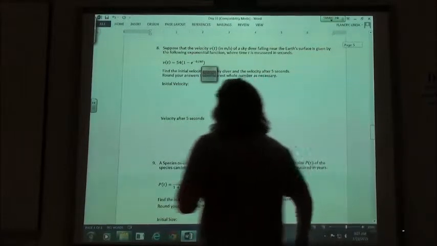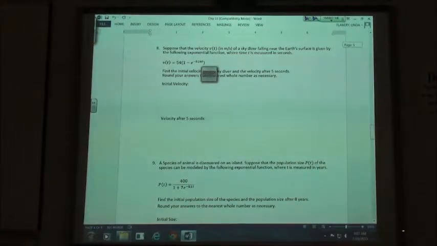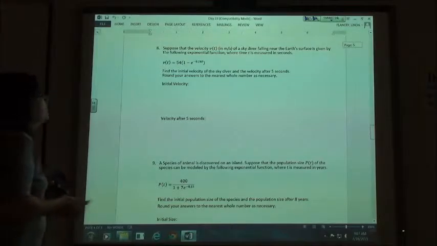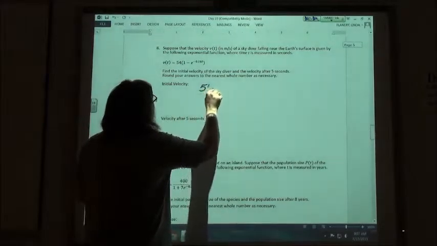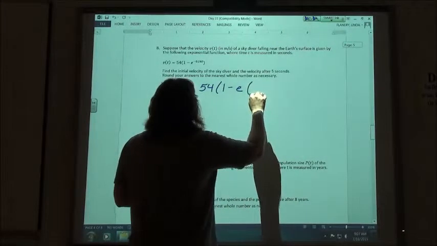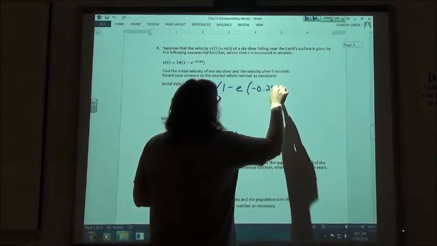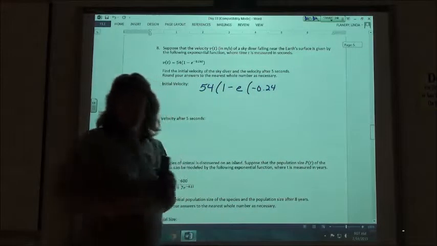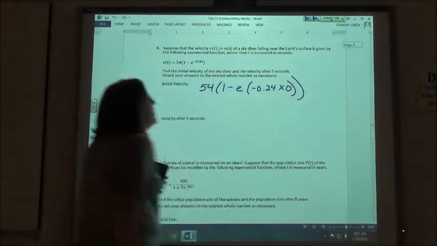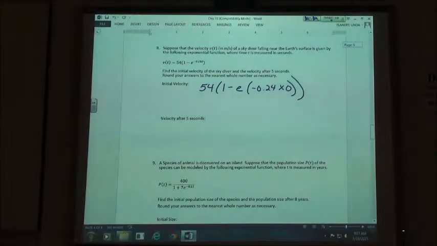So, number 8. Suppose that the velocity v of t in meters per second of a skydiver falling near the Earth's surface is given by the following exponential function, where time t is measured in seconds. And so we've got 54, and then we'll have 1 minus e, and then parentheses, negative 0.24. Our time, since it's the initial velocity, would be 0. So times 0, and close our parenthesis for our e power and for our other set of parentheses that we have.